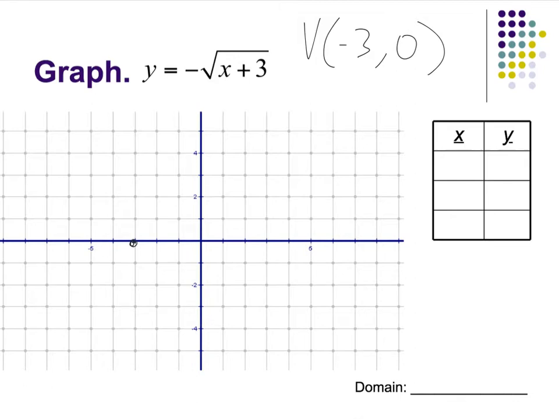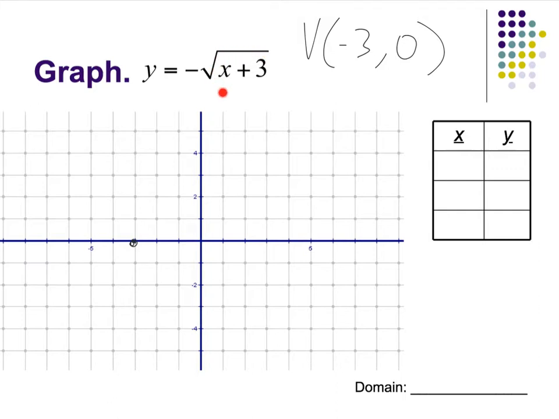Now I need to pick my next points. Let's keep in mind, we want to find perfect squares. Negative 3 plugged in gives me 0 in here. The square root of 0 is 0, which is why we end up with 0 for my y coordinate. So my next perfect square after 0 is going to be 1.